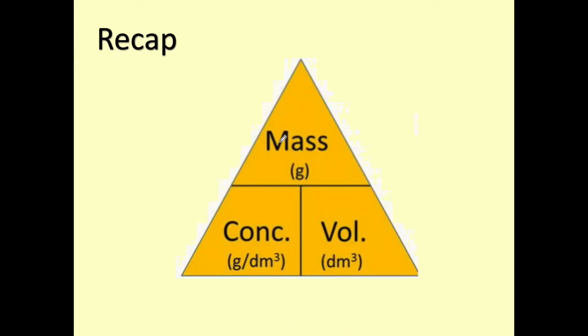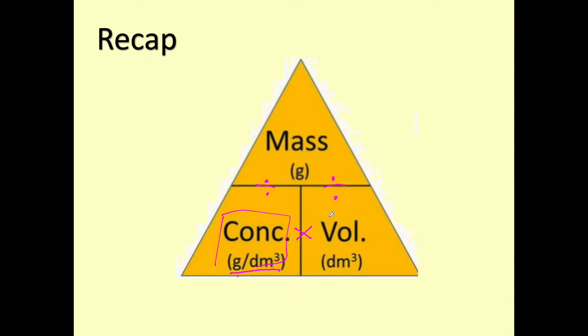This is a formula triangle which can be used to summarise the equation from last lesson, so looking at our concentration in grams per decimeter cubed. And the way in which we can use this is it helps us with rearranging the equation. So if we're looking for our concentration, then we would be looking to divide our mass by our volume. If we wanted, however, to get our volume, we would be dividing our mass by our concentration, whereas if we wanted our mass, we would be doing our concentration times our volume.